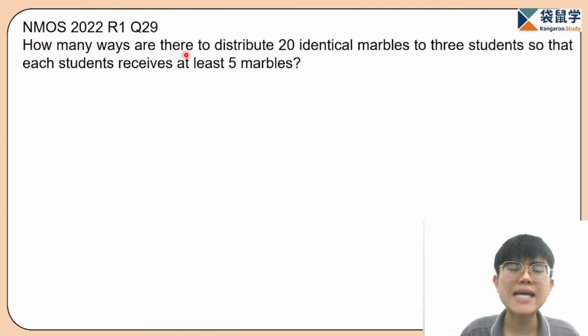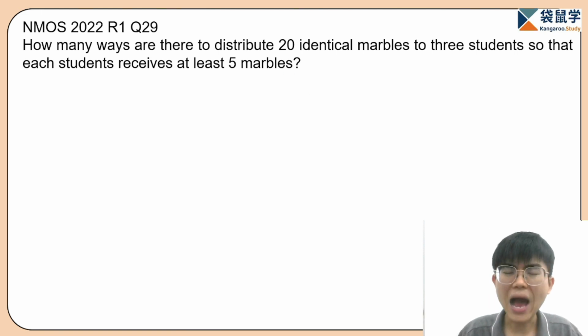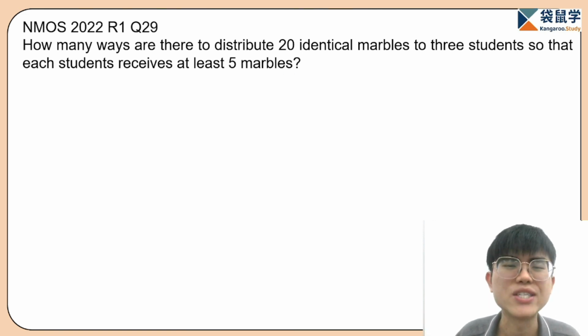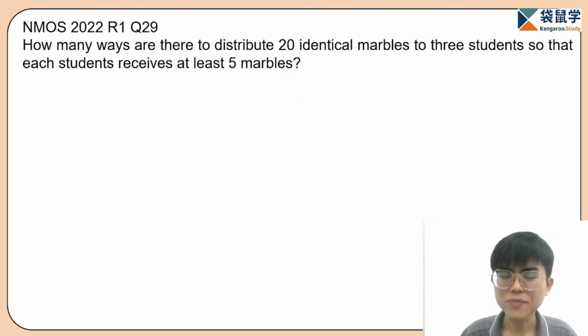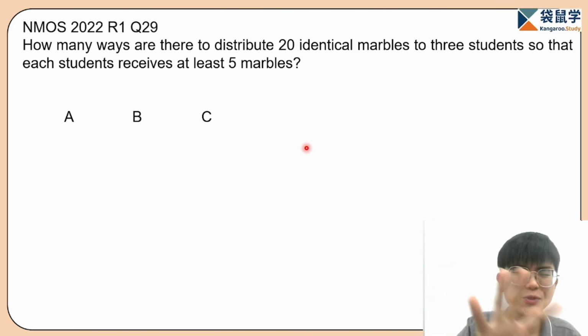How many ways are there to distribute 20 identical marbles to 3 students so that each student receives at least 5 marbles? So everyone, how are we going to solve this question? In this question we have 3 different students. Let's say we have A, B, C. We have to distribute all of the 20 marbles to these 3 students.